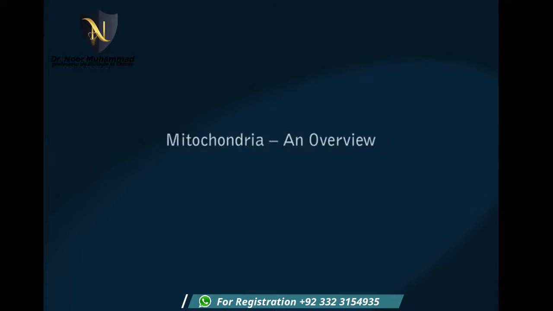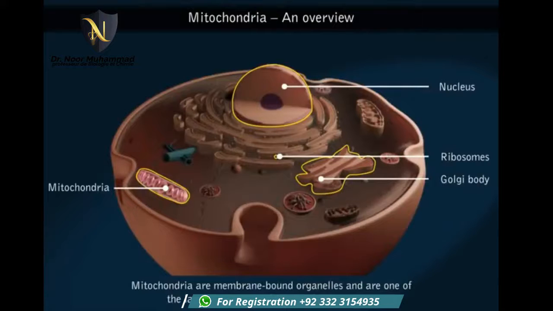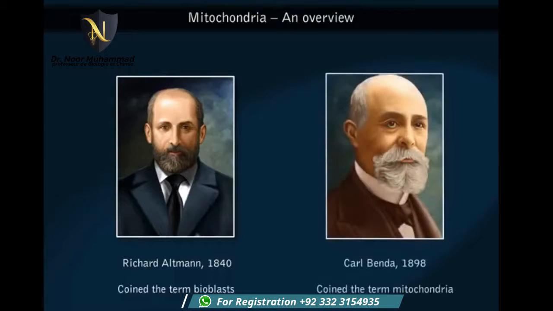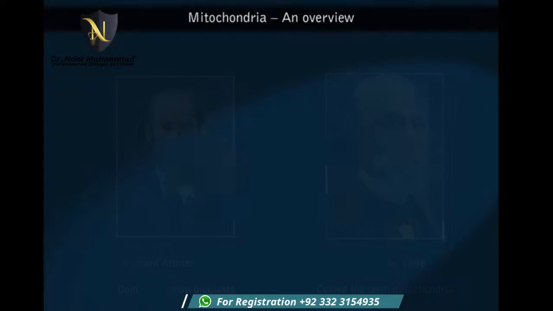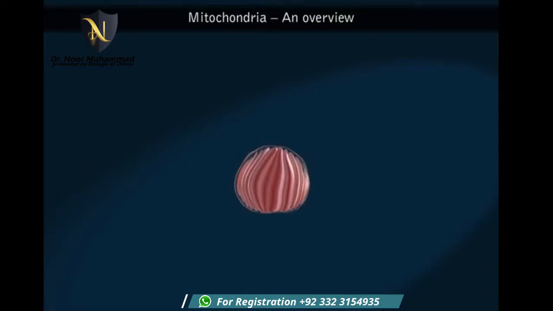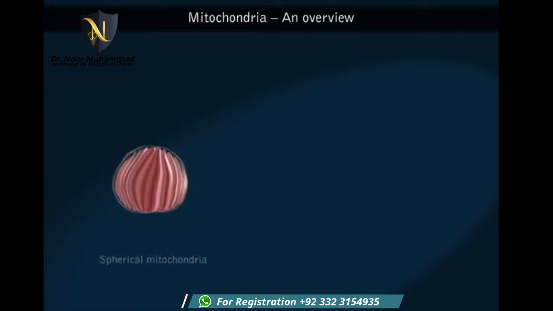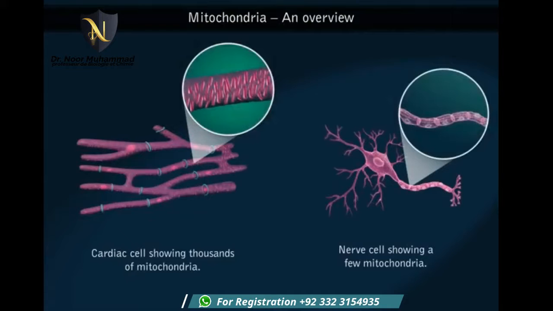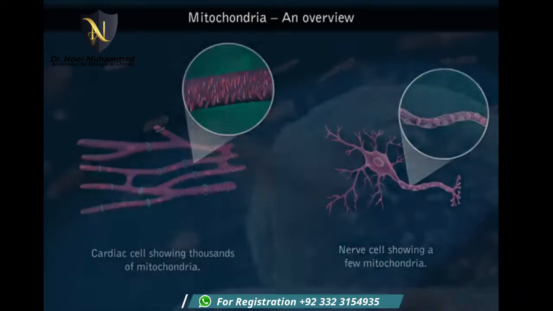Mitochondria, an overview. Mitochondria are membrane-bound organelles and are one of the largest organelles found in the cytoplasm. They were first identified as bioblasts by German pathologist Richard Altmann in the year 1840. The name mitochondria was coined by Carl Bender in 1898. The mitochondria change shape rapidly. Therefore, mitochondria may appear spherical or tubular in shape. The number of mitochondria also varies from 1 to several thousand depending on the cell's energy requirement.